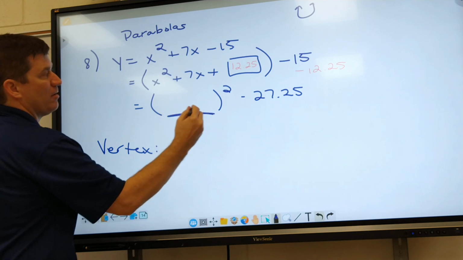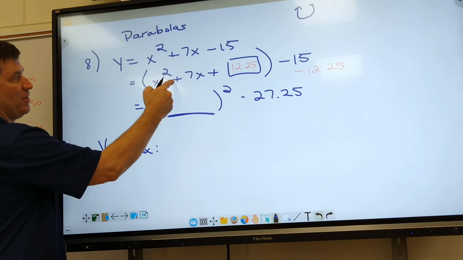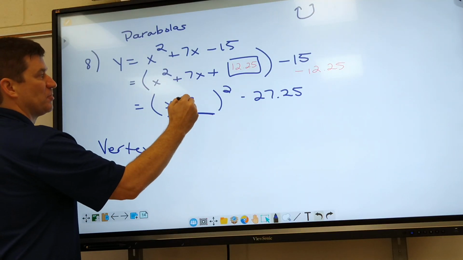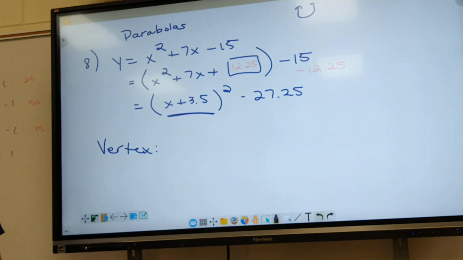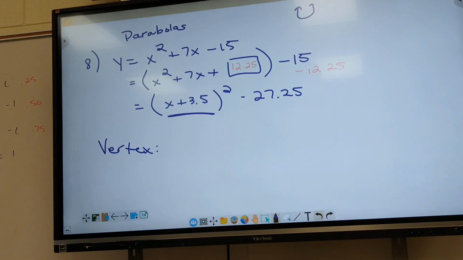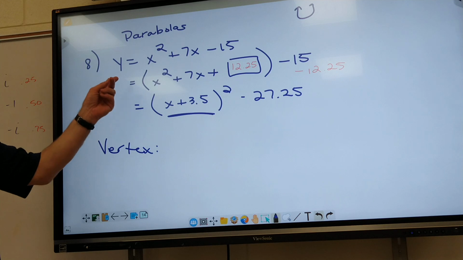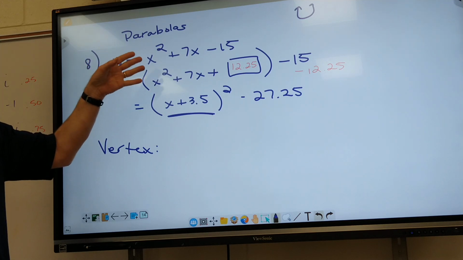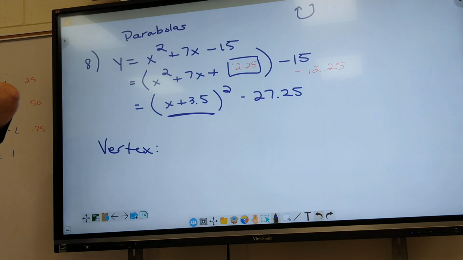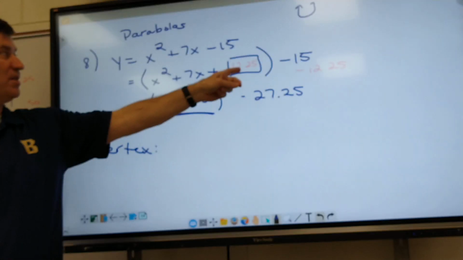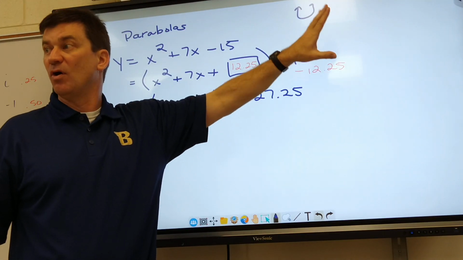So Hannah, for this part, I do it the same way. It'd be x plus half of that, so it's x plus 3.5. Wait, why did we put minus 12.25? Okay, I'll say it again. The equal sign's in a different spot on these problems than it was on the circles. That's what's making the change. So whatever you put in the box, you're going to subtract it out here on these 3 problems.